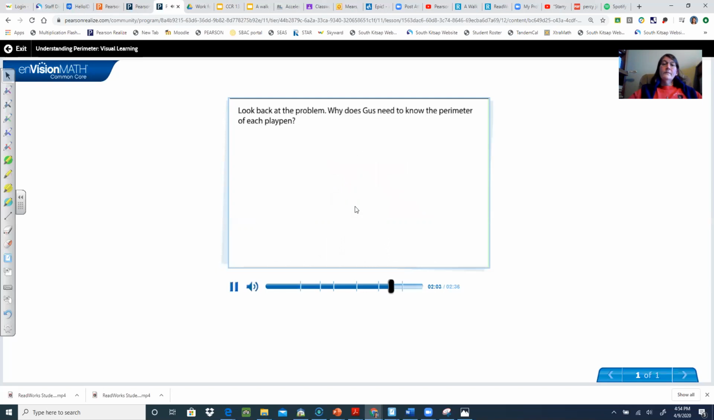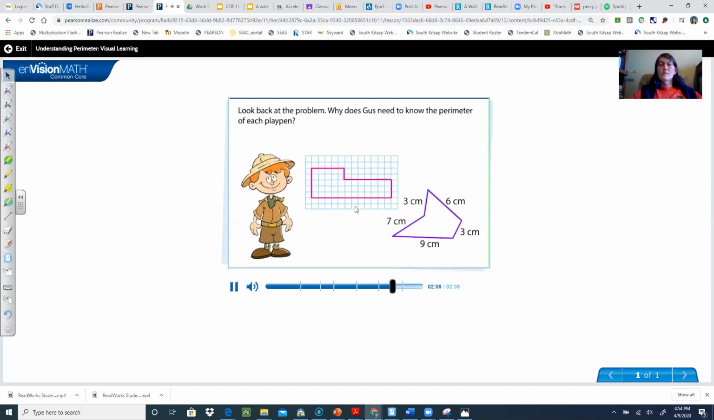Look back at the problem. Why does Gus need to know the perimeter of each playpen? He wants to put a fence around the playpen. How can Gus use the solution to help him? He can use the distance around the pen to find how much fence to use. The distance around a figure is the perimeter. Now you know how to find the perimeter of an object.